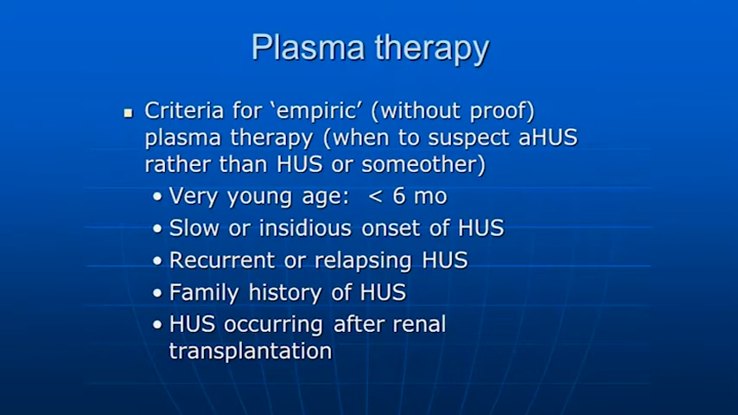So what are the criteria for empiric plasma therapy? Essentially, that is when to suspect atypical aHUS rather than one of the other diseases that can mimic it. These would be patients who present at a very young age, where other diseases are less common, where they appear to have an atypical course for typical aHUS, where it's a very slow onset or an insidious onset, where the disease comes back. So classic aHUS, for example, will come once and it doesn't come back, and it's usually in the setting of a diarrheal episode.